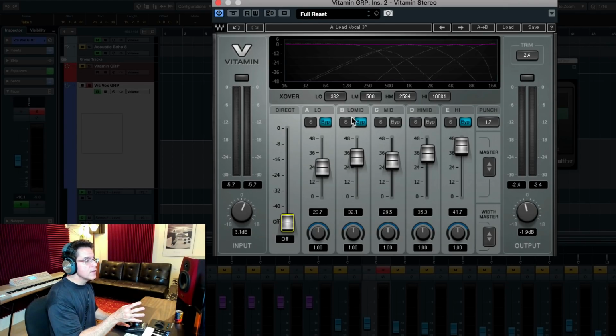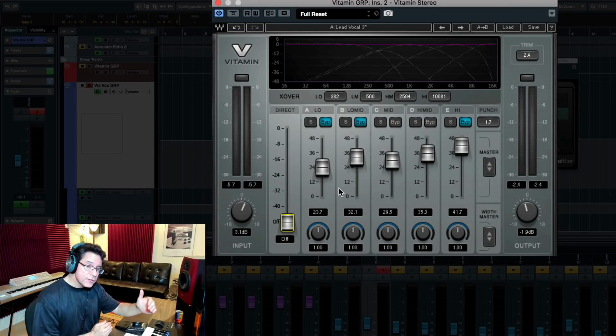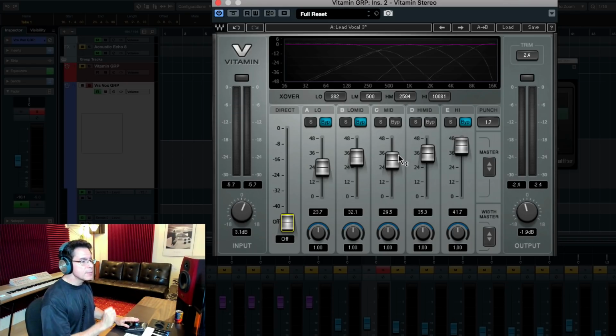Over here you have low, low mid, mid, and high mid, all the way to high. So these are different frequency bands. The harder I push these faders, the more it feels like it's compressing the sound, giving it a little bit more of that grit. So I'm running them pretty hot.